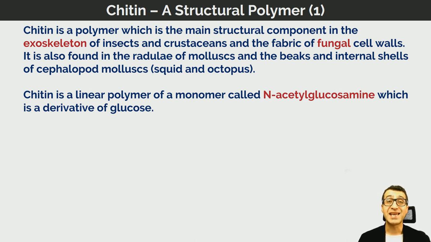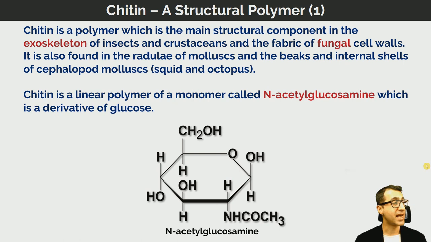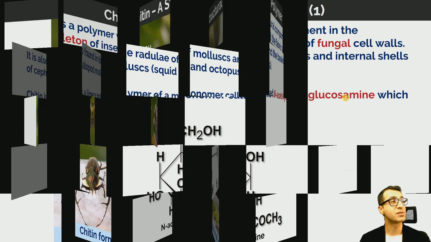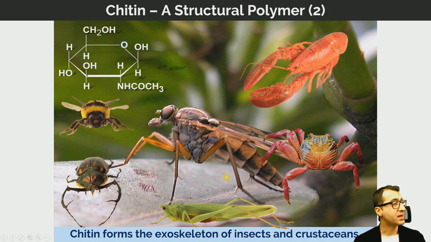So chitin is a linear polymer of a monomer called N-acetylglucosamine, and this is a derivative of glucose. So here we can see the Haworth projection of N-acetylglucosamine. And it's found, as I say, as the monomer of this polymer called chitin. And chitin is found in, as you can see here, a very wide variety of very disparate, seemingly evolutionarily unrelated organisms. So here we can see that it forms the exoskeleton of insects as well as crustaceans like crabs and lobsters, but also in other organisms such as mollusks as well.